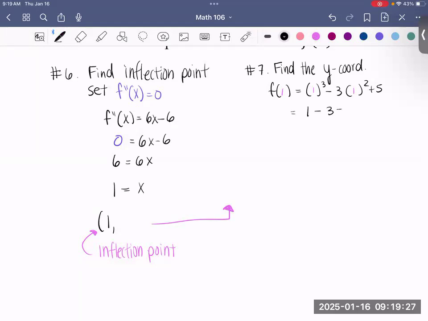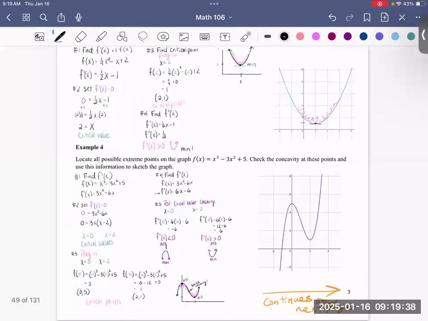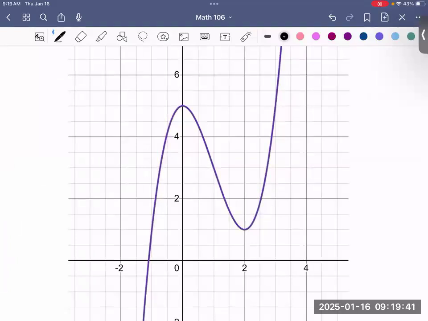One minus 3 plus 5. So let's see, that would be positive 3. So we have the inflection point 1, 3. And we can see that again on your graph here. At 1, 3, right here, we end up switching that concavity. We went from going downward facing to then upward facing after that fact. So this is where it ends up switching.